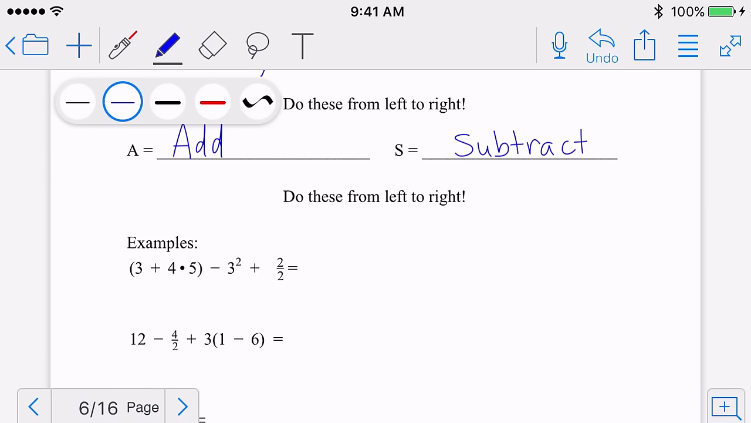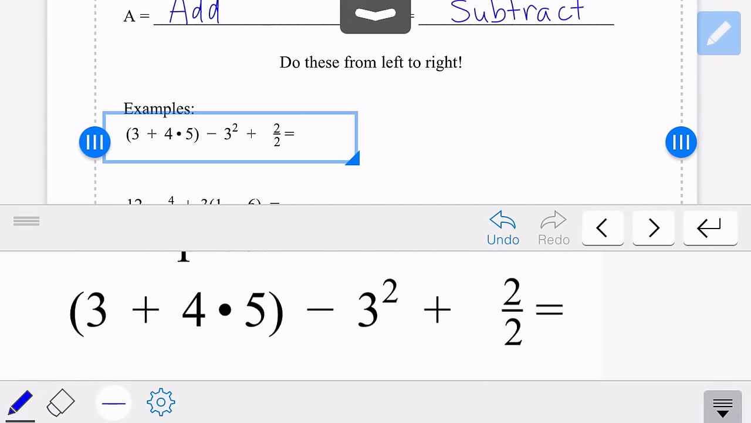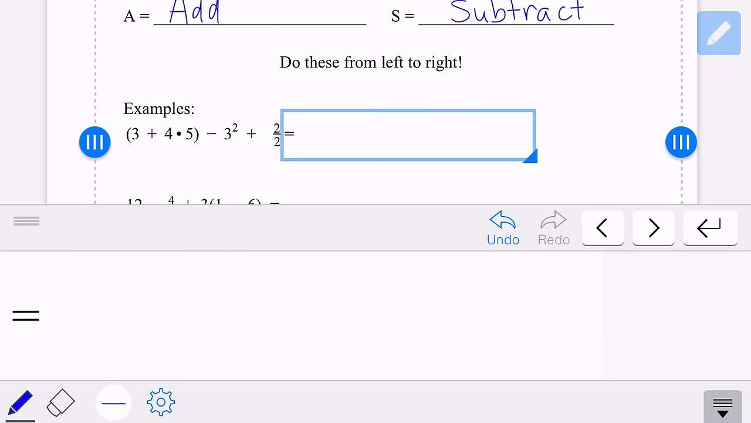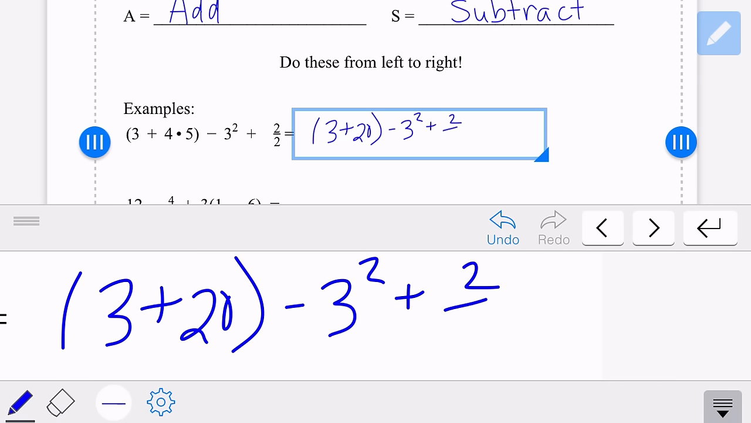All right, so then we're going to take a look at a couple examples here. So this first one, we've got 3 plus 4 times 5 in parentheses minus 3 squared plus 2 over 2. So what should we handle first? Parentheses, right? So this 3 plus 4 times 5, what are we going to take care of first in there? The multiplication, yes. So we would have our 3 plus 4 times 5 is 20. And then we've got our minus 3 squared plus 2 over 2.